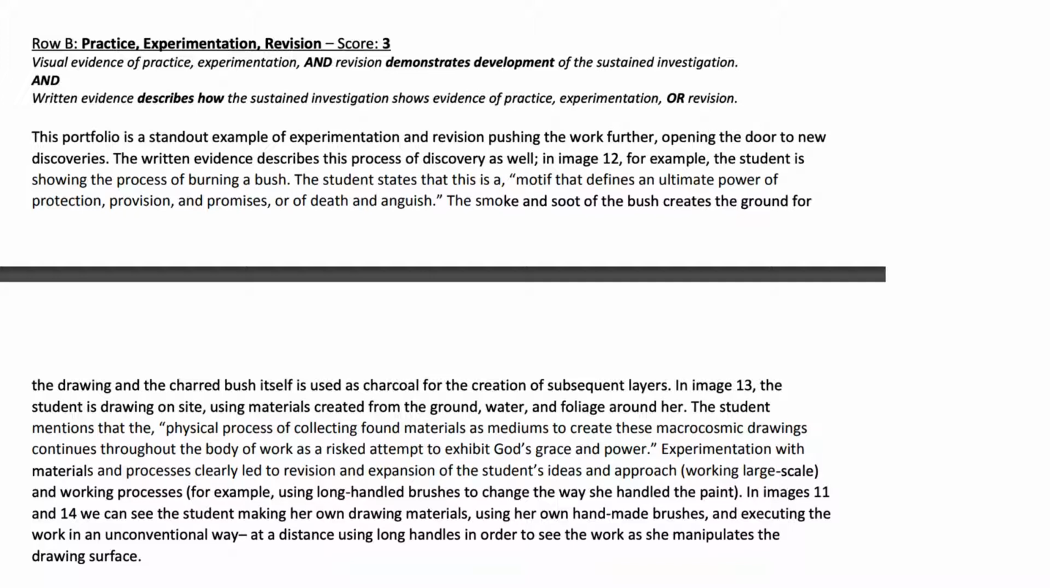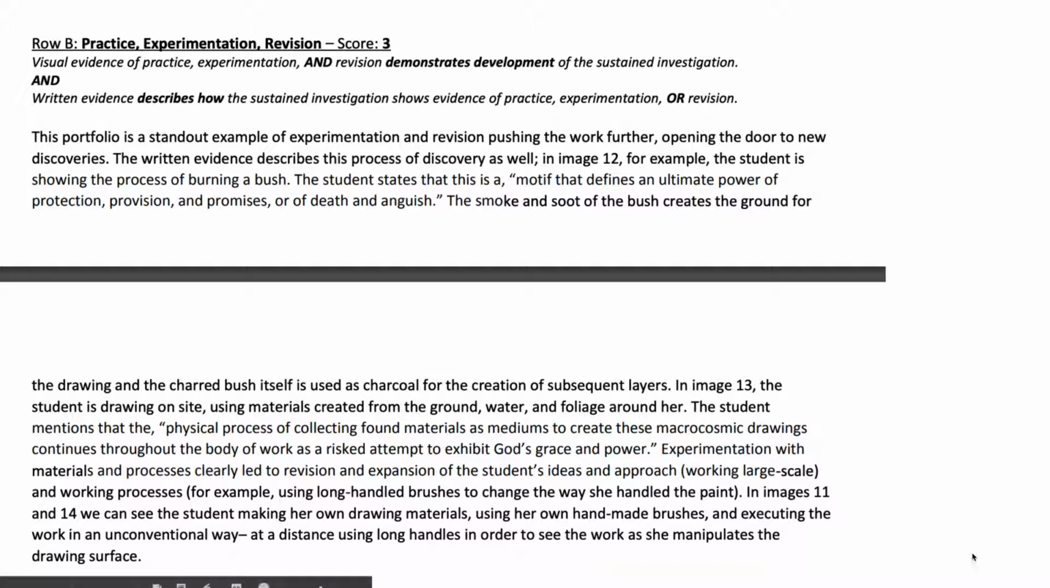In image 12, for example, the student is showing the process of a burning bush. The student states that this is a motif that defines an ultimate power of protection, provision, and promises, or of death and anguish. The smoke and soot of the bush creates the ground for the drawing, and the charred bush itself is used as charcoal for the creation of subsequent layers. In image 13, the student is drawing on site using materials created from the ground, water, and foliage around her. So these are all ways we're seeing her experiment in the type of materials that she's using, the processes that she's using to create her piece.